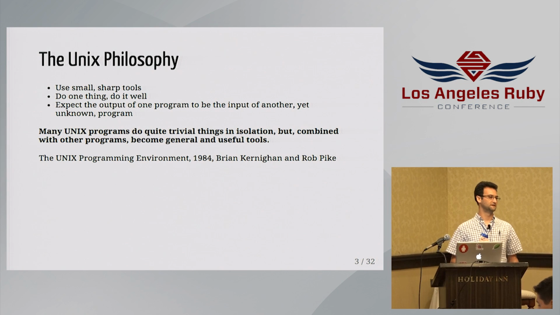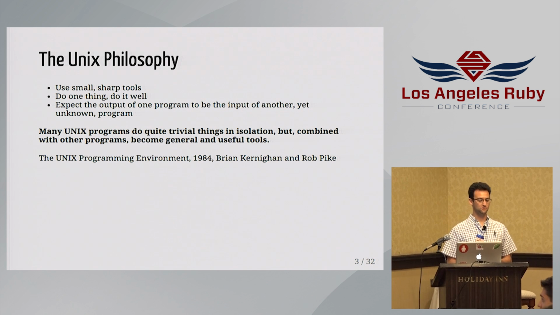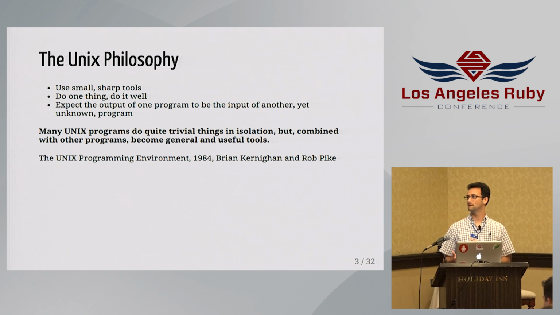So the Unix philosophy. There's a lot of stuff that gets attached to the Unix philosophy. Usually it gets called use small sharp tools. Sometimes people express it as do one thing and do it well. And one of the things I like the most about those kinds of restrictions is to expect the output of one program to be the input of another program, and it's another program that you don't know about now. So that talks about how you want to format your outputs.